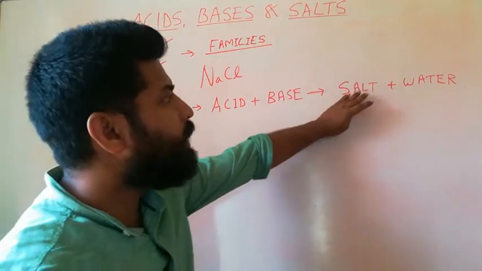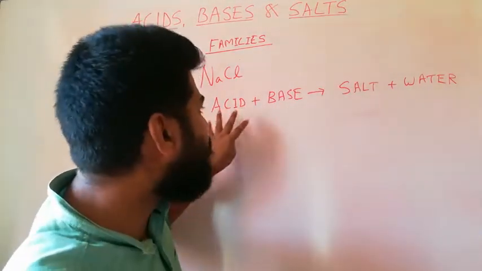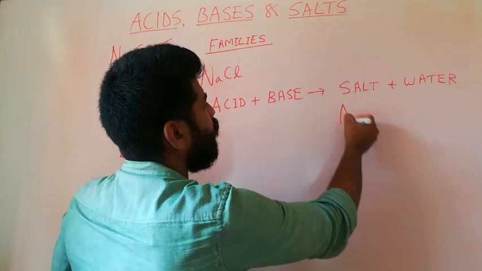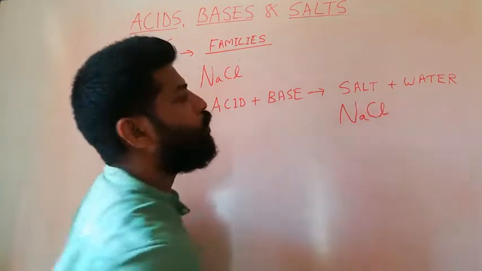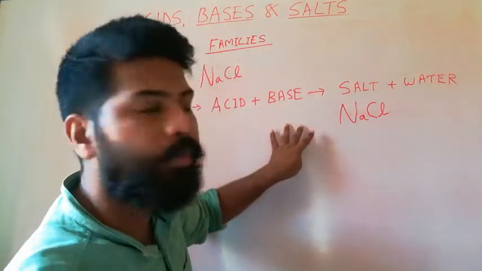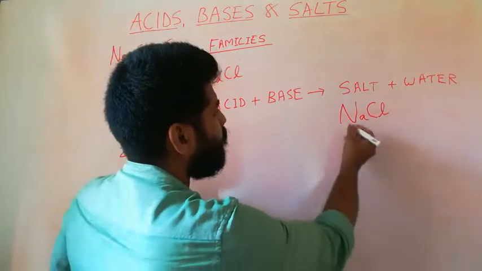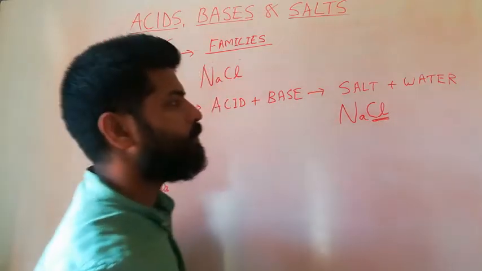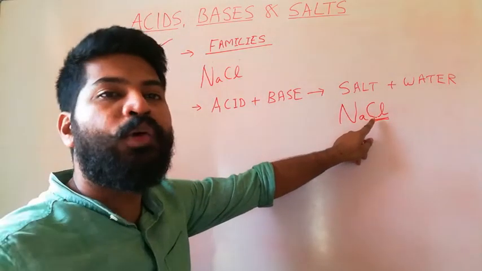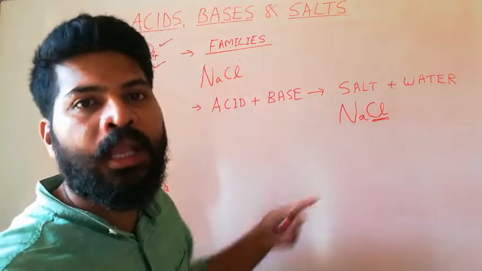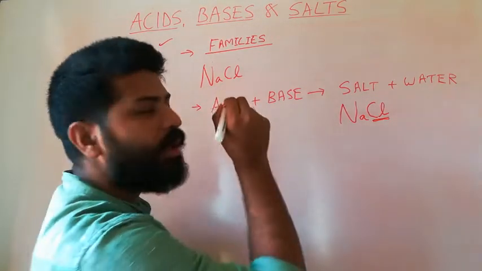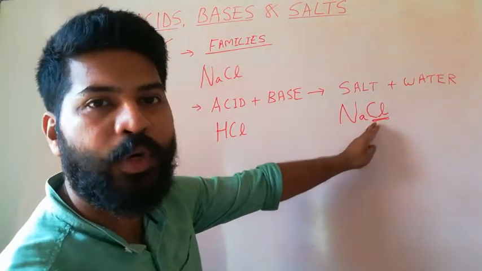Every salt is made up of an acidic portion and a basic portion. Let us understand this. In this case our salt is sodium chloride. It requires an acid and a base. In this case the acid produces the chloride part. If you think of acids that have chlorine in them, the acid that comes to your mind is hydrochloric acid, HCl. So we can identify the acid that makes up sodium chloride.